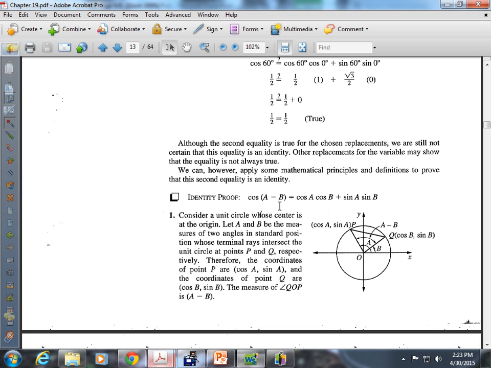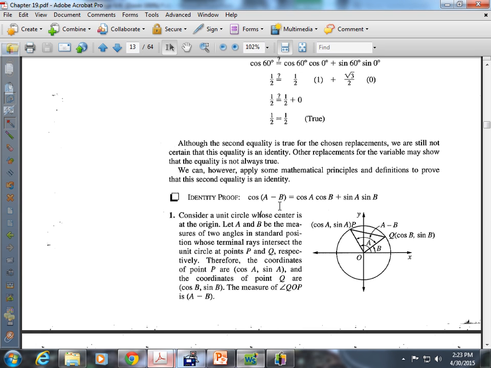Every xy coordinate on the unit circle can be defined in terms of the sine and the cosine of the angle we're looking at. The x-coordinate is related to which trig function? Cosine. The y-coordinate is sine, and we remember that by thinking alphabetically. Cosine comes before sine, the x-coordinate comes before the y-coordinate, so the x-coordinate is cosine, the y-coordinate is sine.